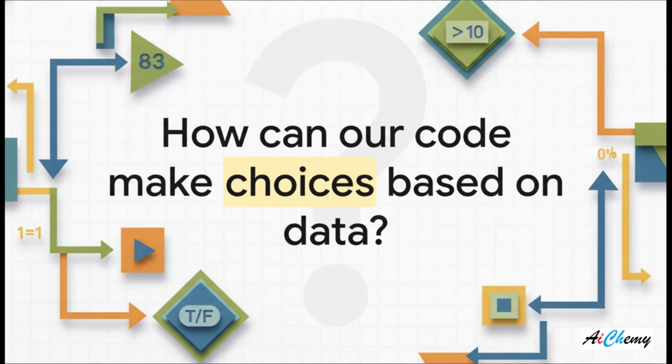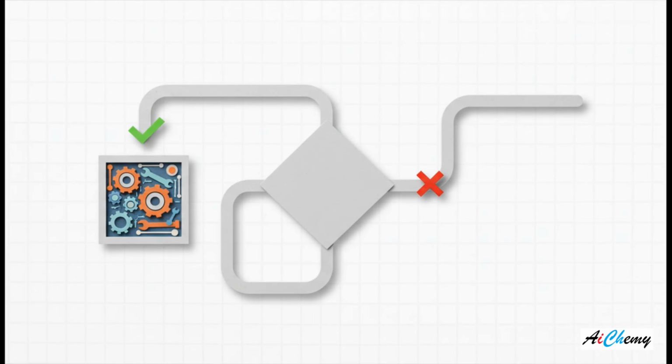So how do we actually do that? Well, we basically teach our program how to ask questions about the data it's holding. Simple questions, like, is this number bigger than 10? Or, is this Boolean value true? And then, based on the answer, it can perform completely different actions. And the if statement is the absolute heart of all this decision-making.